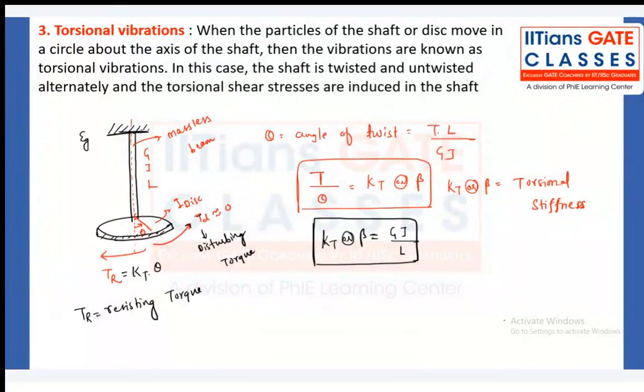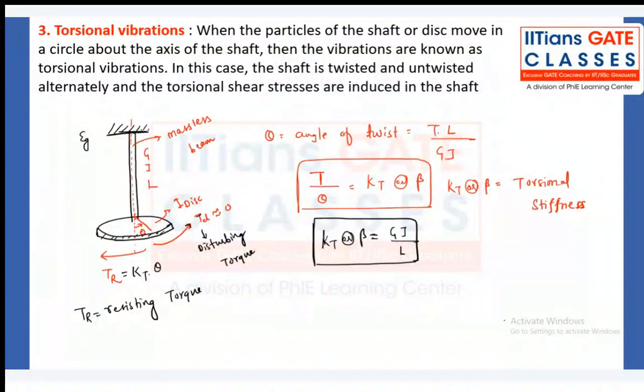Note down torsional vibrations. When the particle of the shaft or disc is moving in a circle about the axis of the shaft, then the vibrations are known as torsional vibrations. In this case, the shaft is twisted and untwisted alternately, and torsional shear stresses will be induced in the shaft.